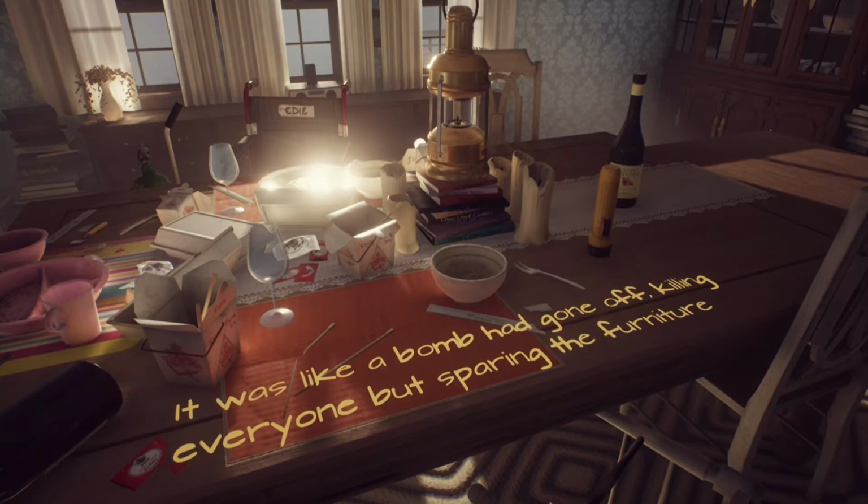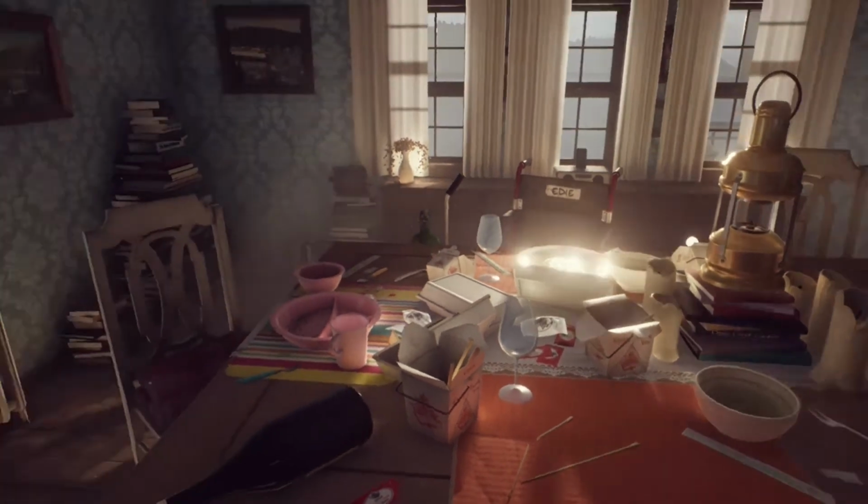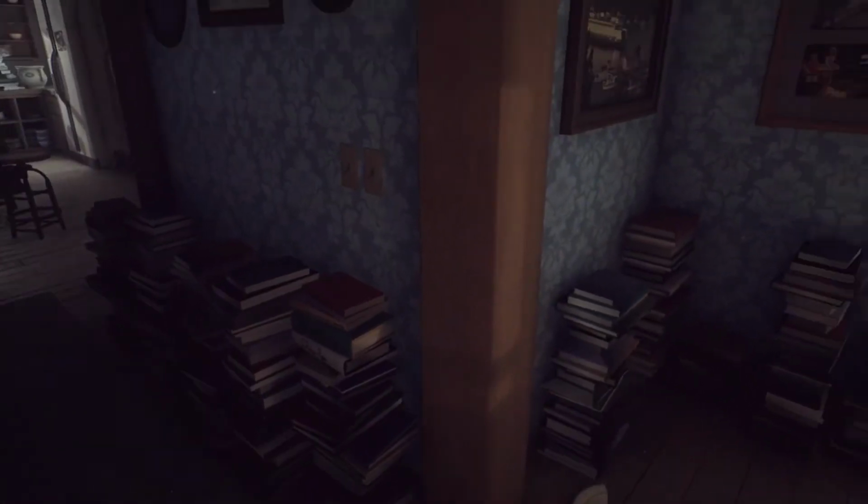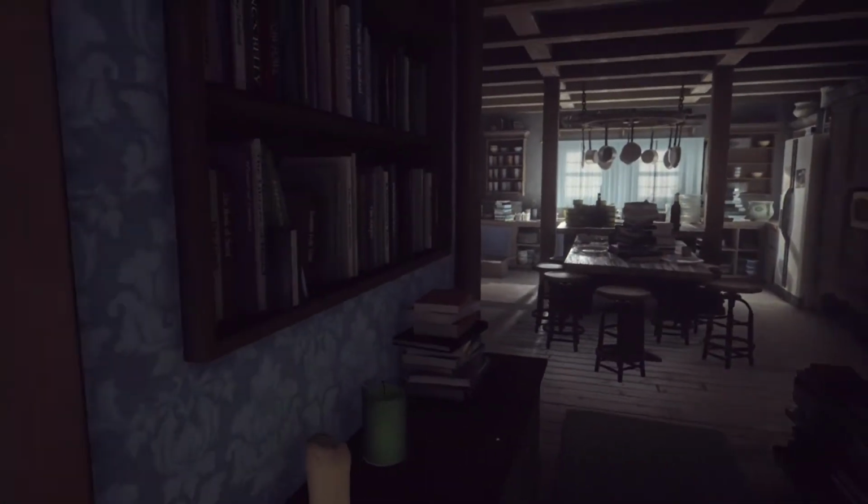Notice the wording there. It was like a bomb that had gone off, killing everyone but sparing the furniture. And again, books everywhere. Pictures and frames everywhere.